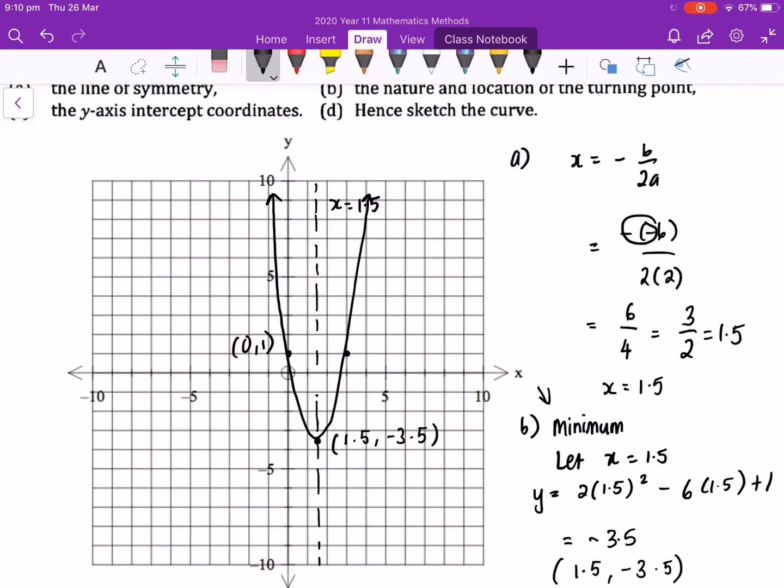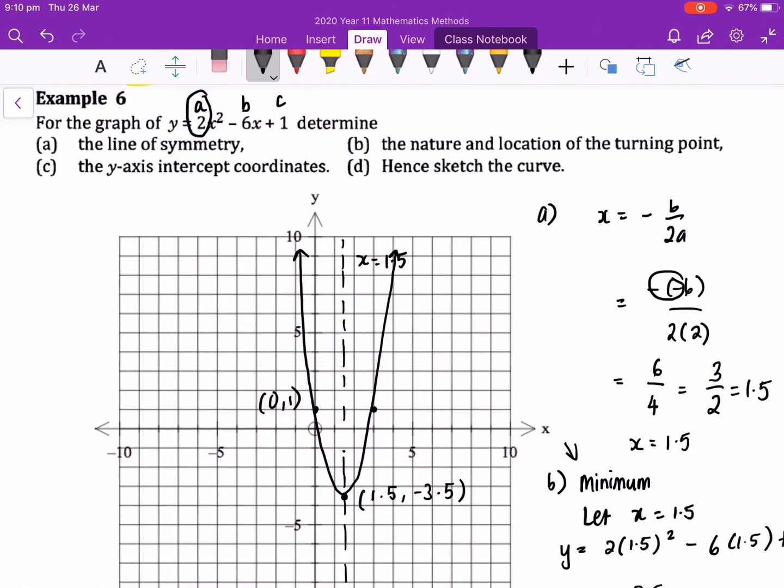So I hope that was helpful for you to be able to work out the features of a graph when it's in general form, and also to help you sketch it as well. Thanks for watching.